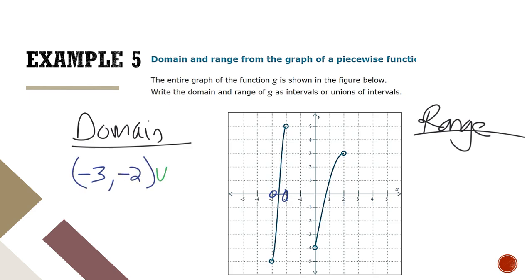And again, we're going to have to union the next one, which starts at 0 here and goes up to 2 and not inclusive. So again, this is 0 for my x value and 2. So it's going from 0 to 2 and not inclusive.